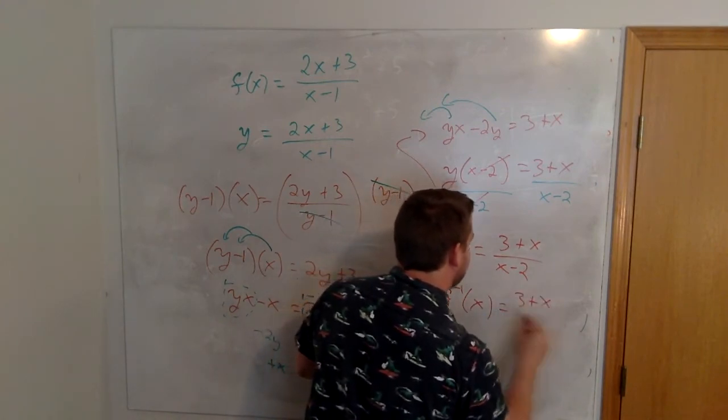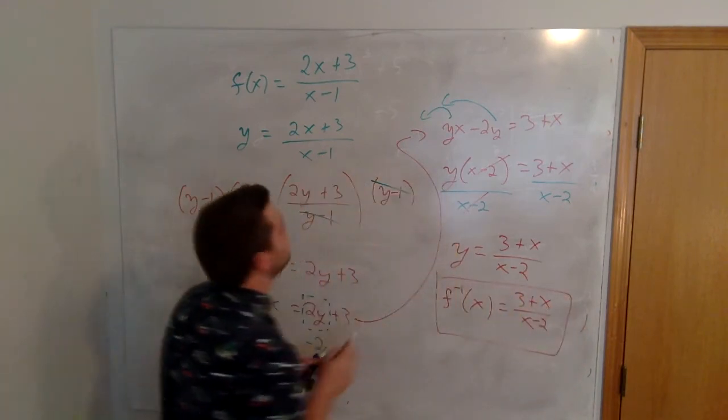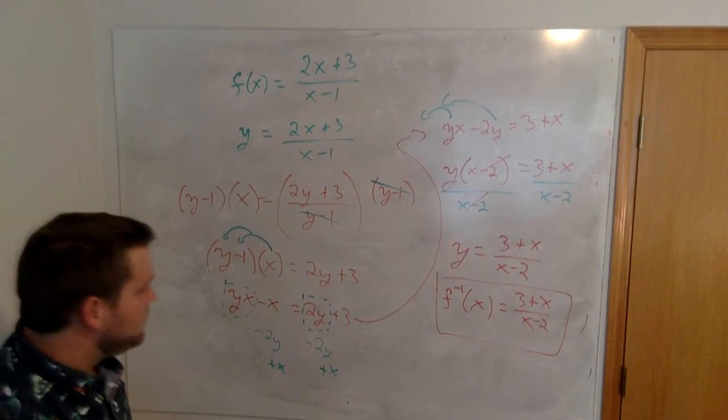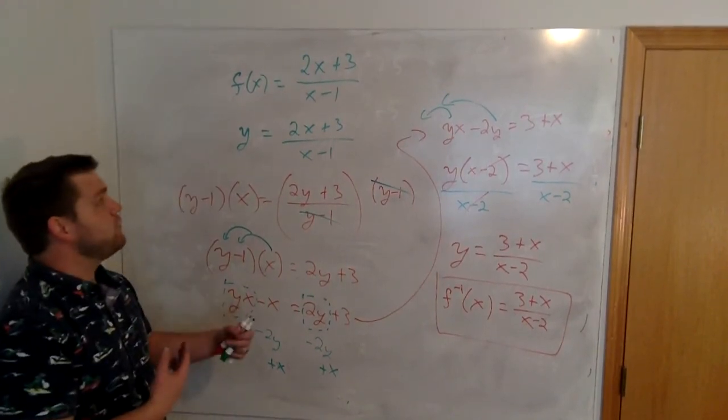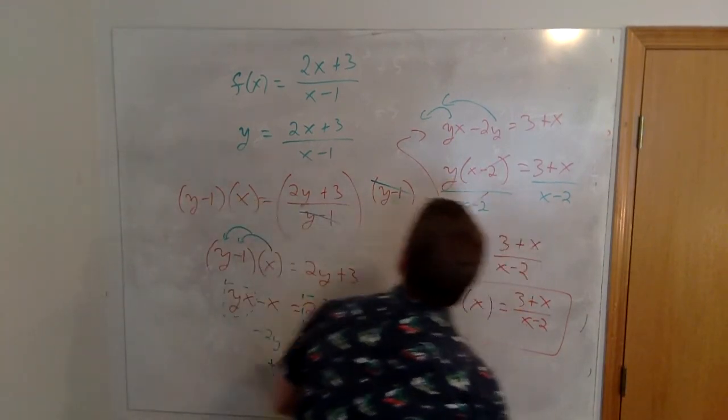3 plus x over x minus 2. Here we have it, the inverse function. Okay, let's do one more example of practice of finding the inverse of a rational function. Let's do one more.